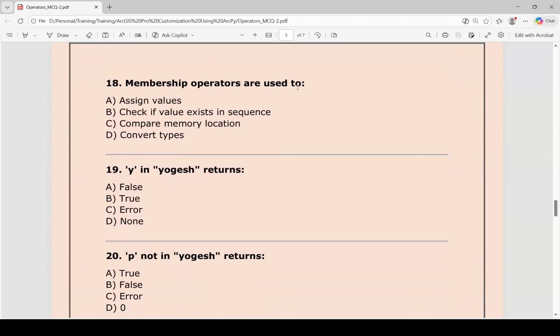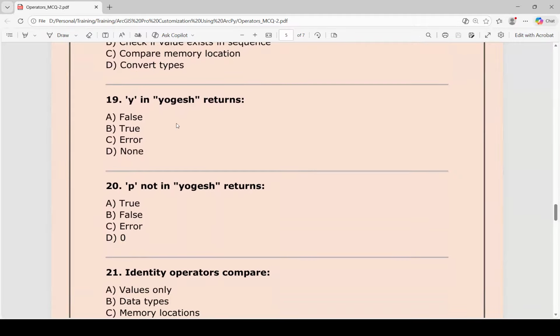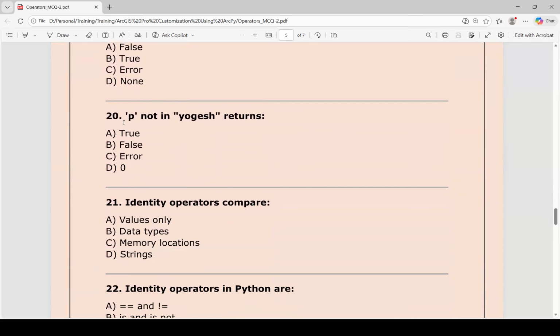Membership operators are used to assign values, check if value exists in the sequence, compare memory location, or convert type. Check if value exists in sequence. Correct. Y in Yogesh returns True. P not in Yogesh returns True, because we have already written not in.